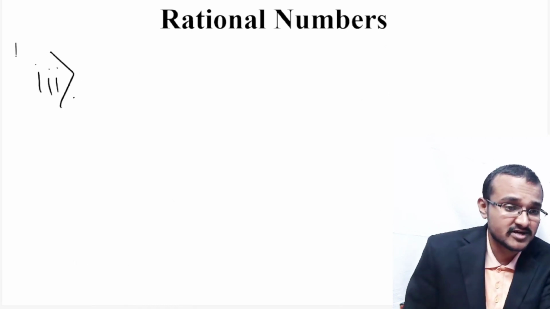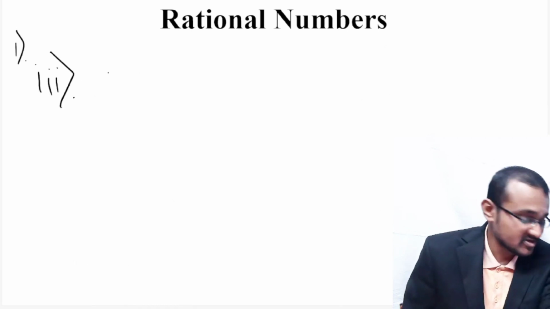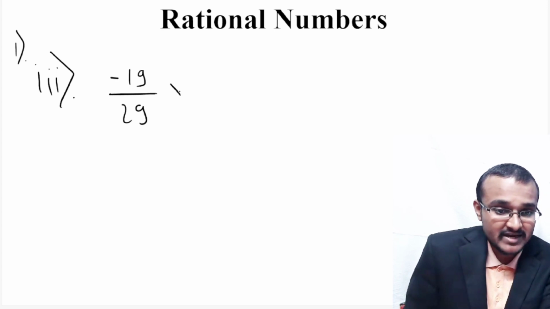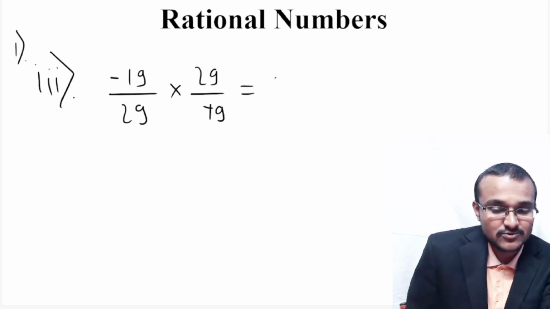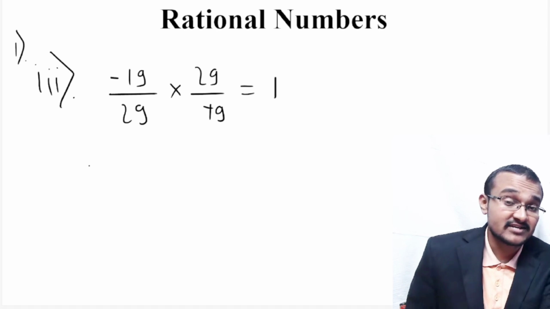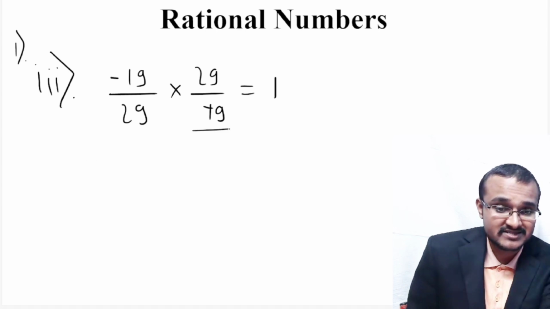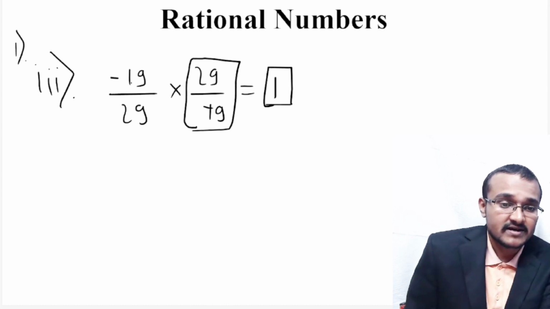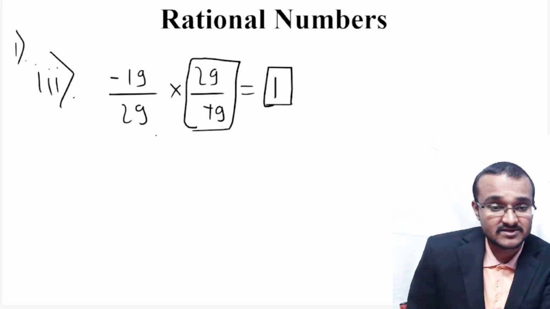Coming to the third part of this first question, they have asked minus 19 by 29 into 29 by minus 19 is equal to 1. Whenever the inverse of a rational number is taken and multiplied with that rational number, the answer will be 1, because here minus 19 and minus 19 get cancelled, and 29 and 29 get cancelled.